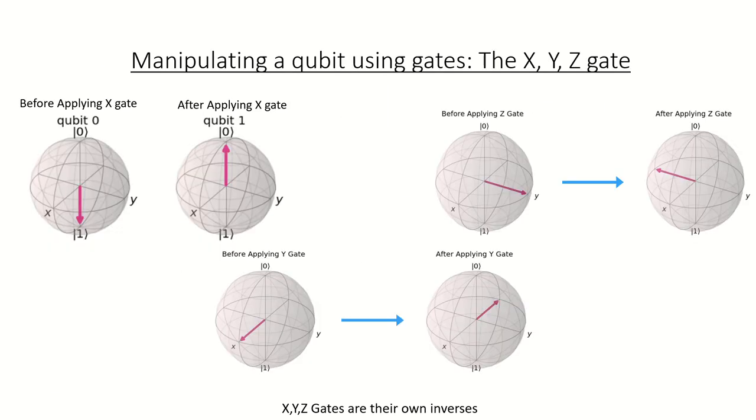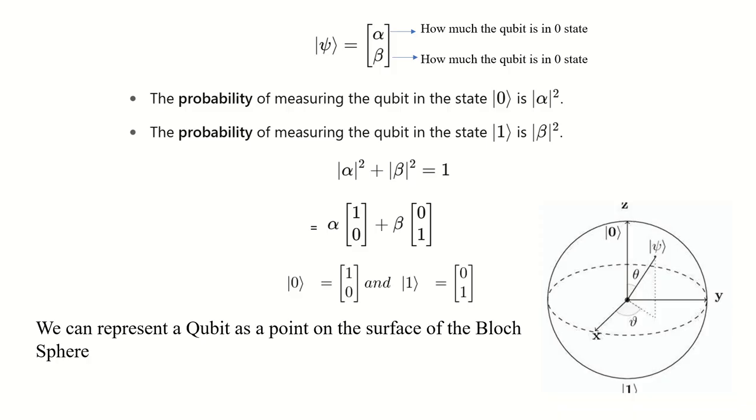To summarize, a qubit can be represented using two numbers, alpha and beta. We put them into a column vector, where alpha is how much the qubit is in the 0 state, and beta is how much the qubit is in the 1 state. If we take the magnitude and square them, we get the probability of measuring the qubit in state 0. According to normalization, the total probability should be 1, so magnitude of alpha squared plus magnitude of beta squared is equal to 1. And now we have a column vector for a quantum state.